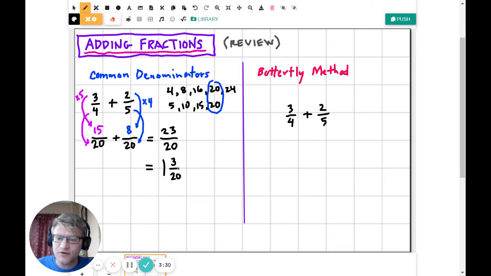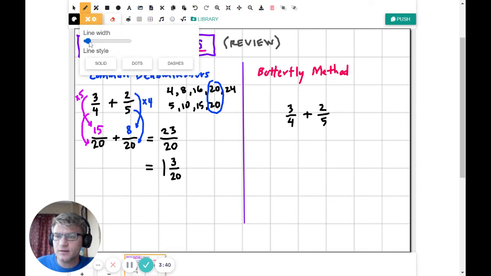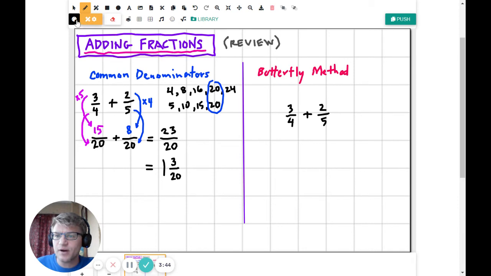Now, that's not very difficult, but it can also take some time, right? And the problems can get more complicated. I'm going to show you now the butterfly method, which is pretty interesting. I like this method. So we're going to change the color. Let's look at how we do the butterfly method.